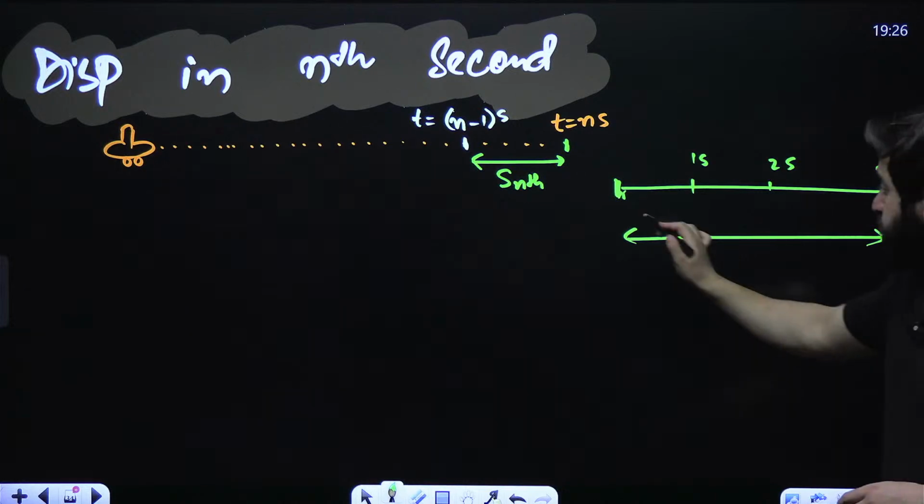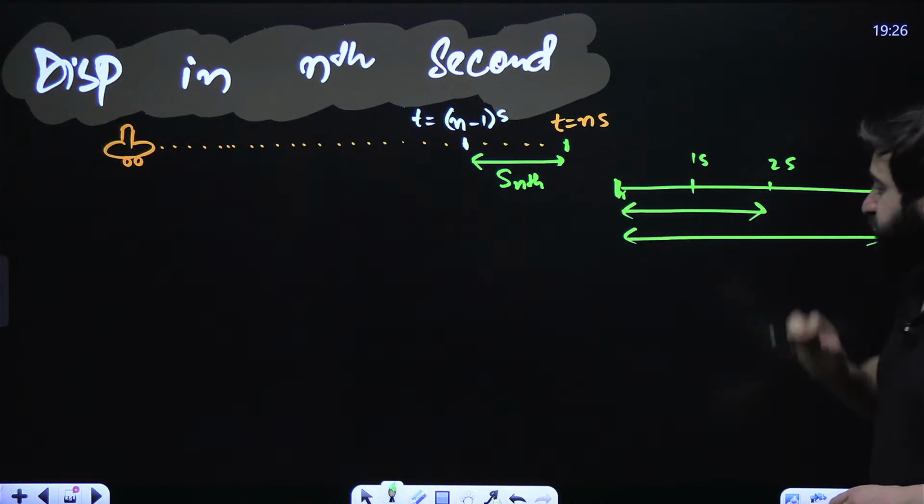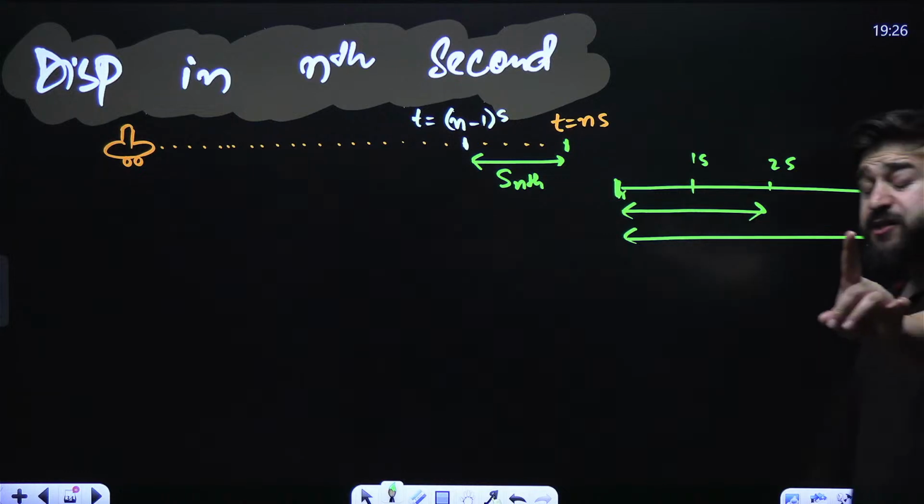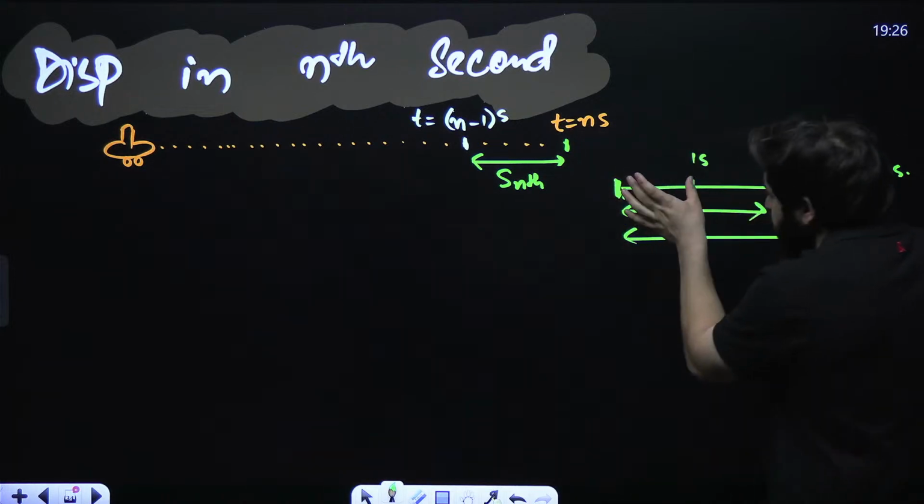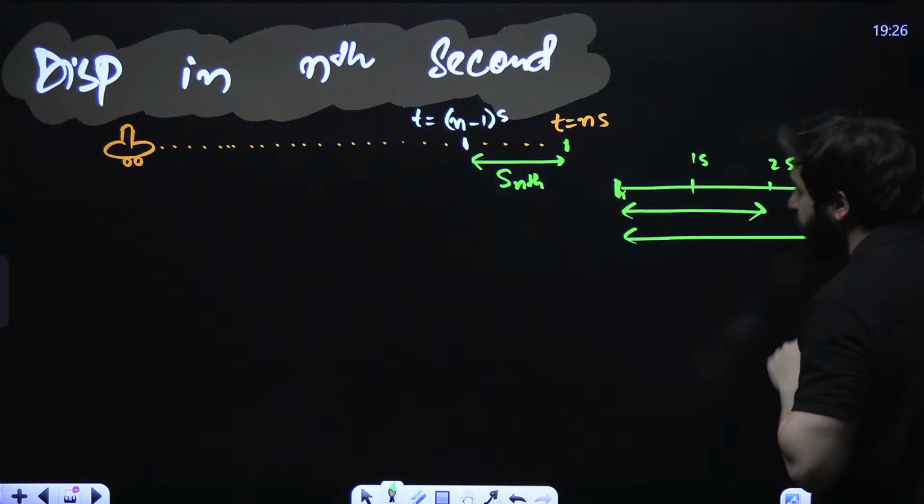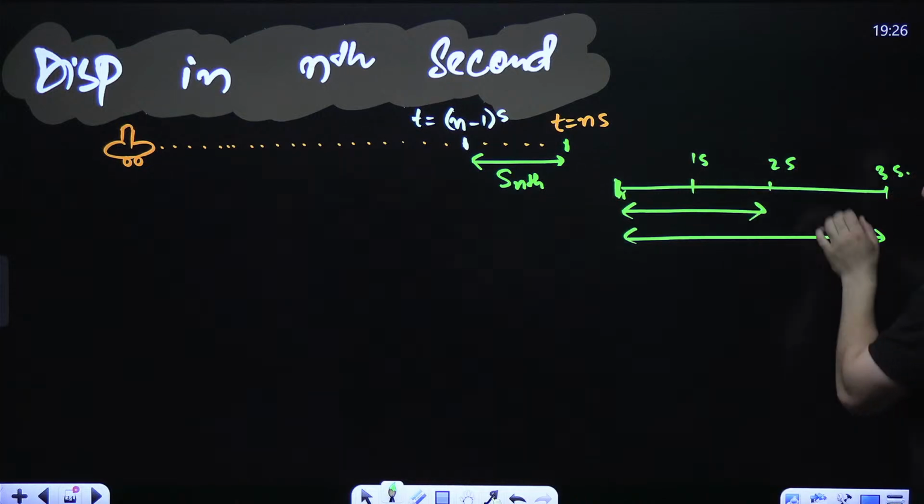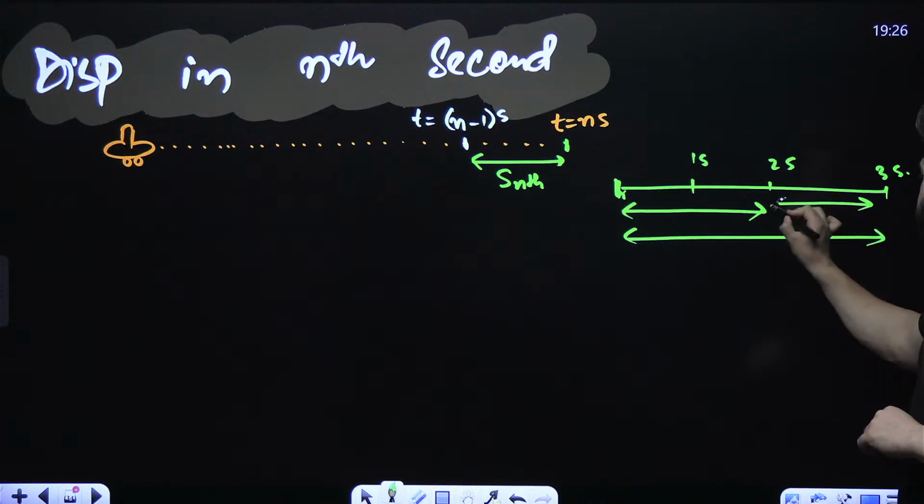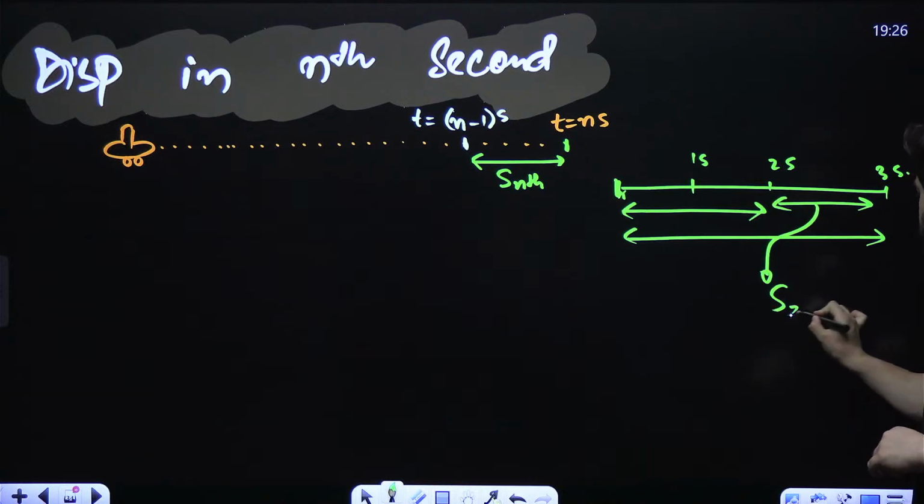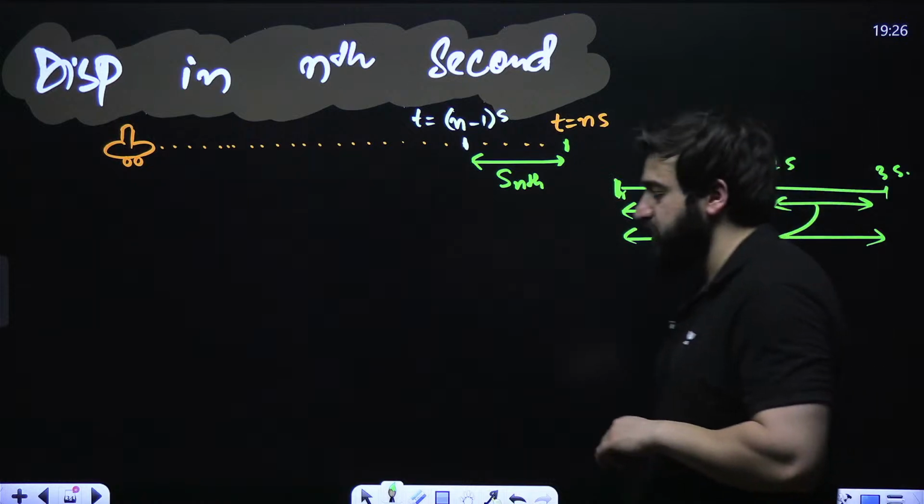How much is the displacement in 2 seconds? This much is the displacement in 2 seconds. How much is the displacement in the first second? This is the displacement in the first second, this is the displacement in the second second, and this is the displacement in the third second. So we say this is the displacement in the third second, the last second.